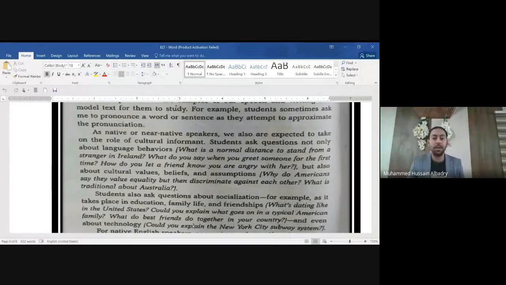And number 3 is what? Is that you are a cultural informant. You have to know about culture, not only knowing grammatical rules or certain words, vocabularies. No, you need to know about culture. But culture, American culture, for example, British culture, etc. Okay.